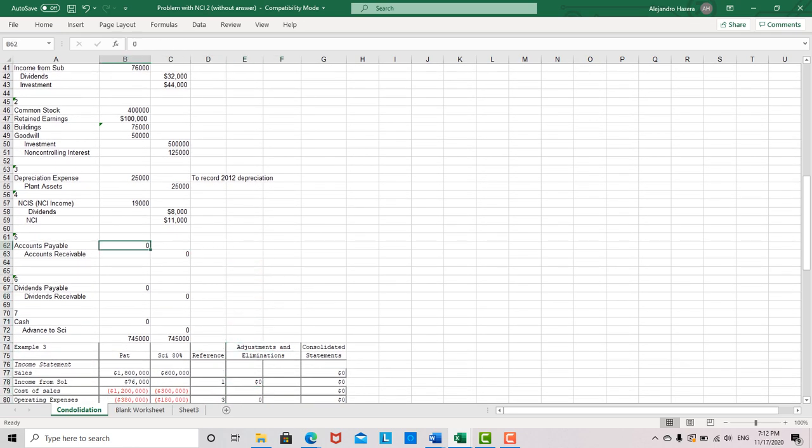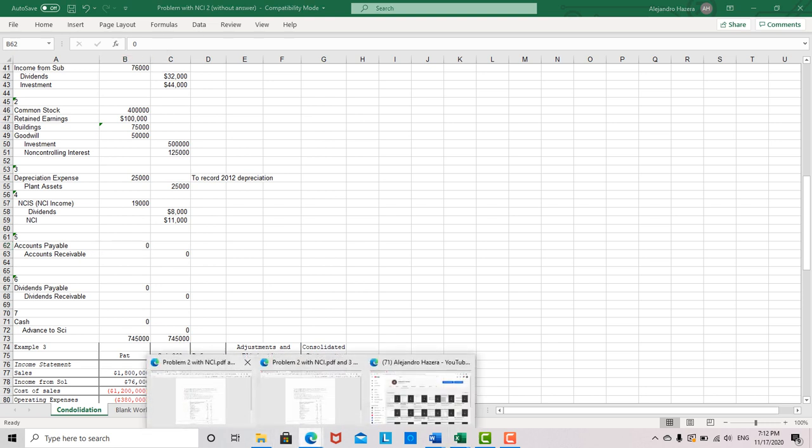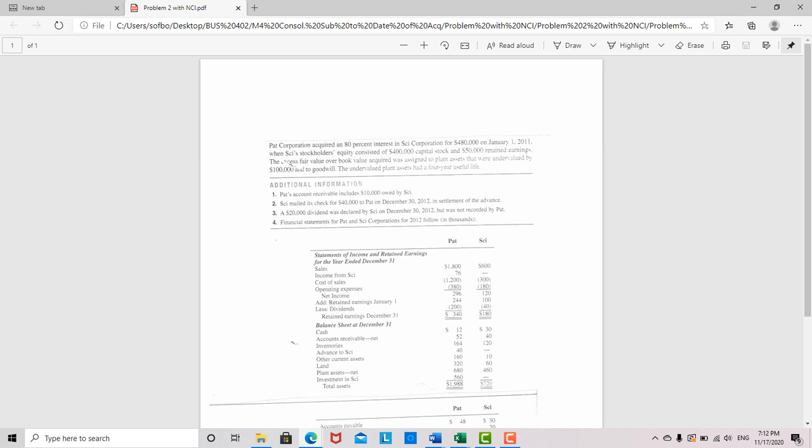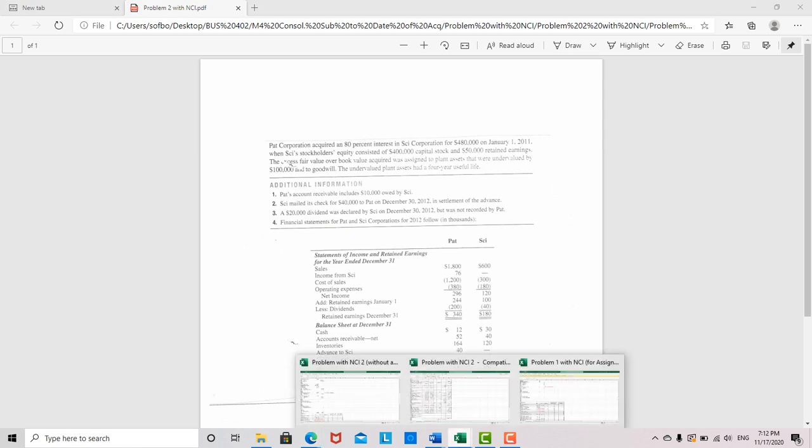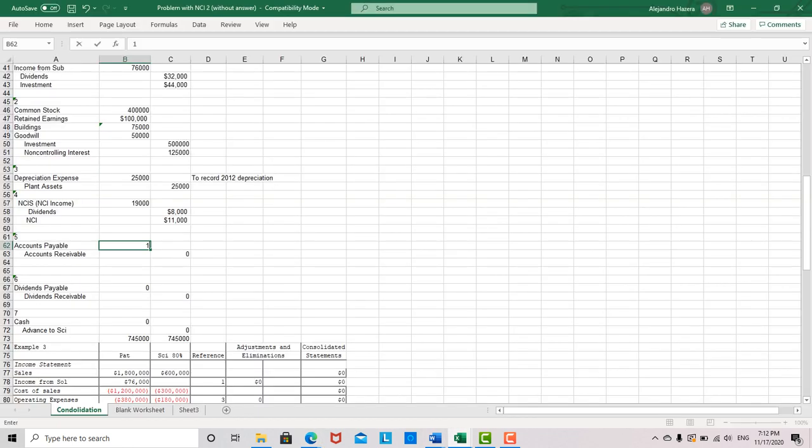reciprocal payables, receivables. This book that I took this problem out of used to love this stuff. So go back to the problem. Number one, there's a $10,000 reciprocal accounts receivable payable. So we'll debit accounts payable for 10. We'll credit accounts receivable for 10,000 also.